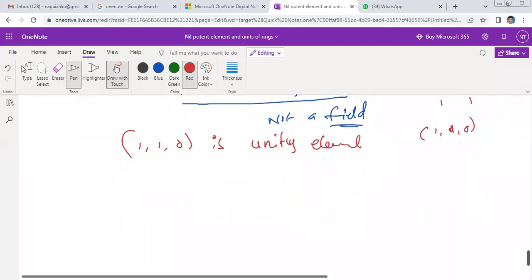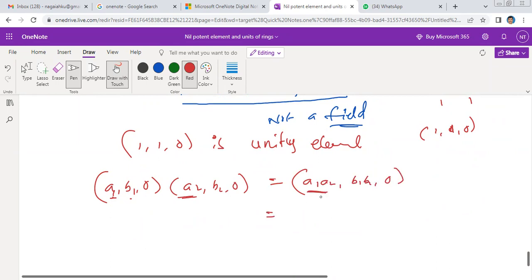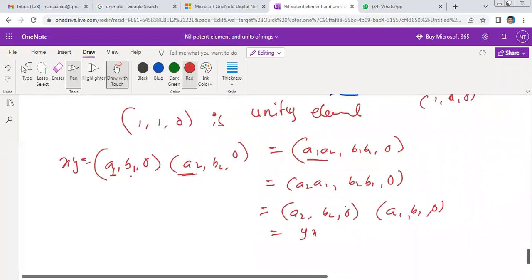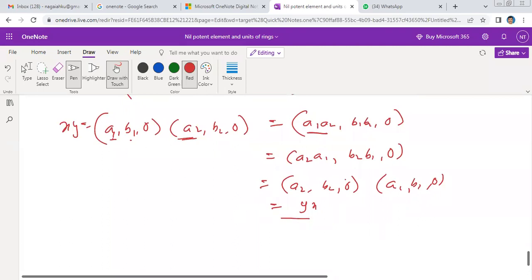Check for commutativity. Take two elements, suppose (a1, b1, 0) and (a2, b2, 0), where a1, a2 belong to Q according to our definition and b1, b2 belong to R. By component-wise multiplication, (a1a2, b1b2, 0). Because these belong to Q, it satisfies commutativity: (a2a1, b2b1, 0), which is nothing but (a2, b2, 0)(a1, b1, 0), that is yx. So xy is equal to yx. Therefore it satisfies the commutativity property, and the unity element is there.